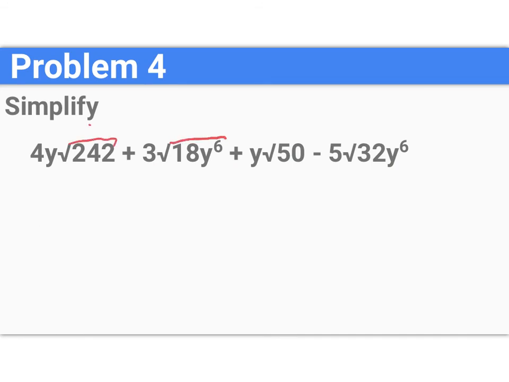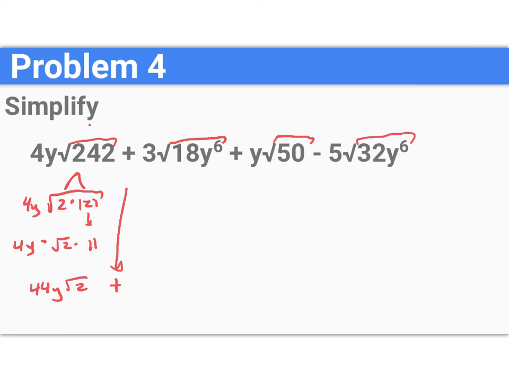Let's extend that out. This looks trickier than what it is. It's really not that difficult. We just have to break it down into its component parts. Okay, so what do we have? 2 times 121. The square root of 121 is 11 times the square root of 2 times 4y becomes 44y root 2.